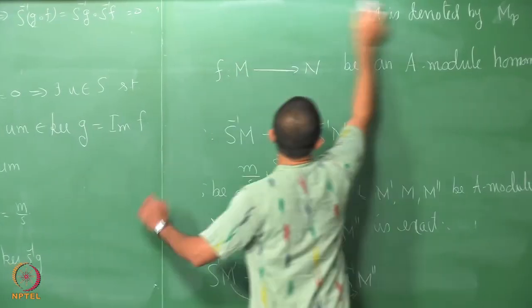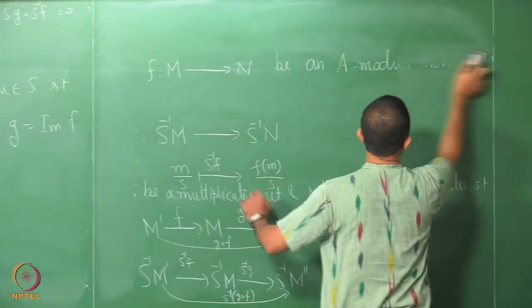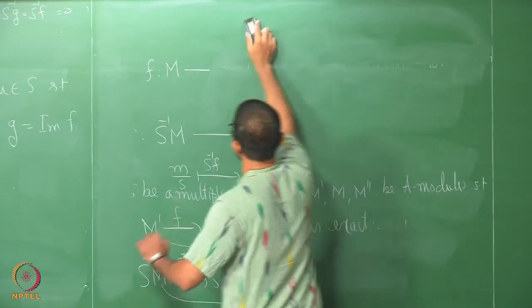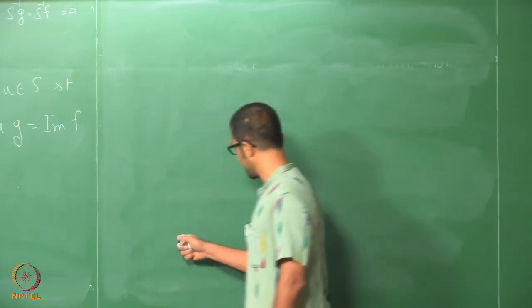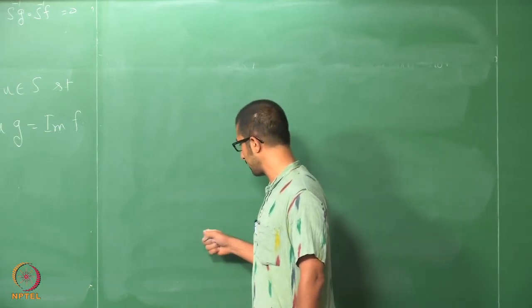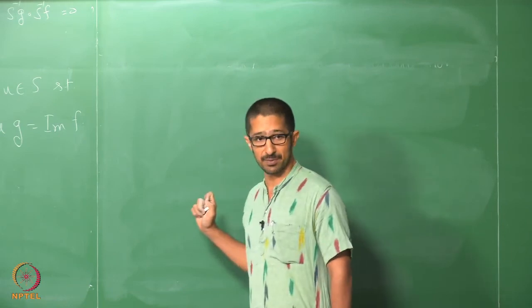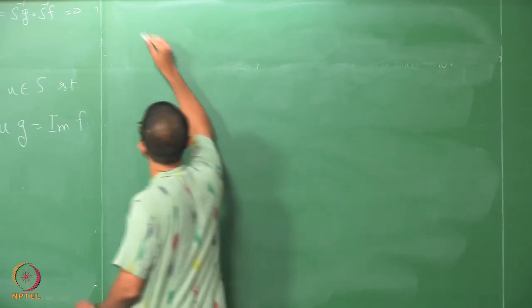So what we have proved is that if M prime to M to M double prime is an exact sequence, then the induced sequence S inverse M prime to S inverse M to S inverse M double prime is also exact.